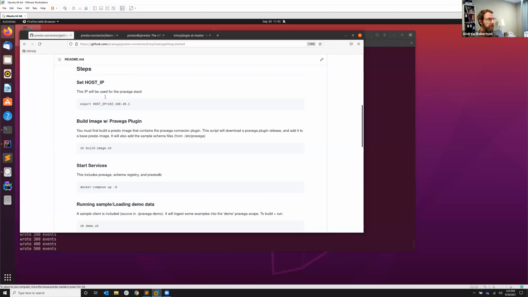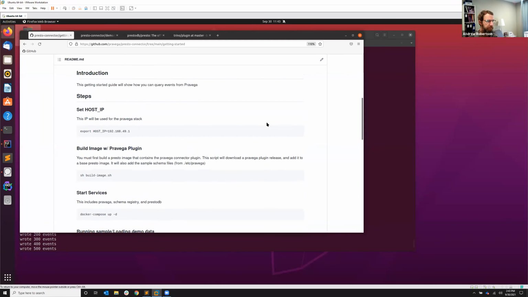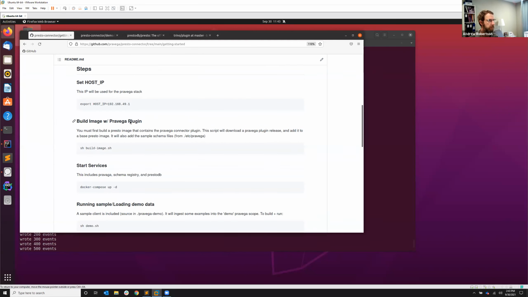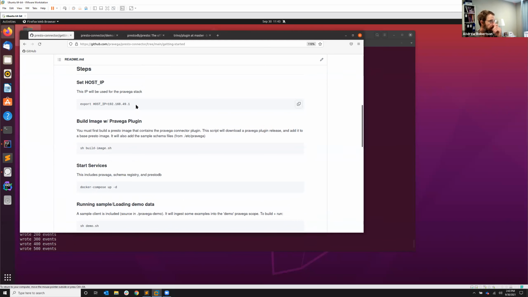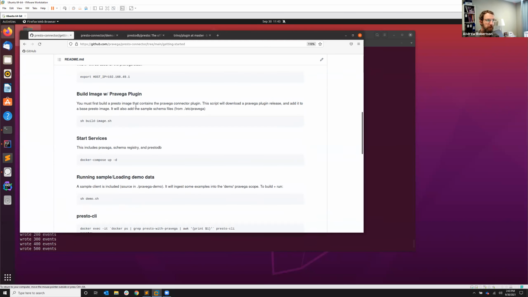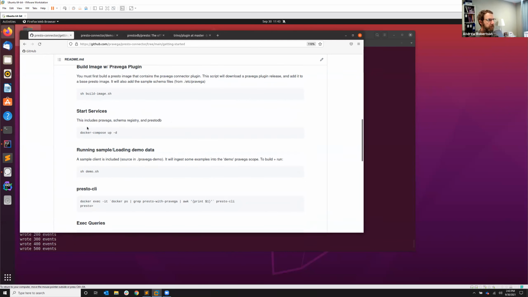So also on the GitHub, there's a little getting started guide which will show how to do this, and I'll just go over it quickly to show you what it entails. We're basically going to bring up a Pravega stack, including schema registry, and we're going to bring up a Presto Docker image as well. This is just a list of steps. I only wanted to go over one or two things.